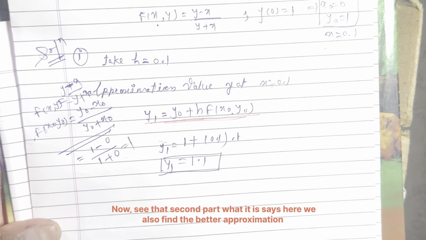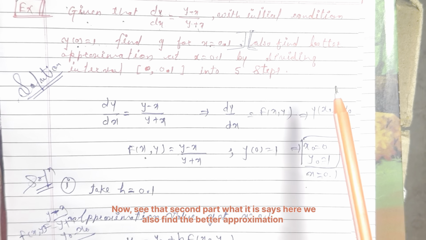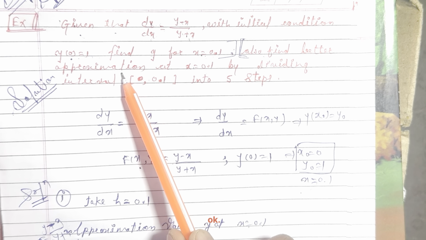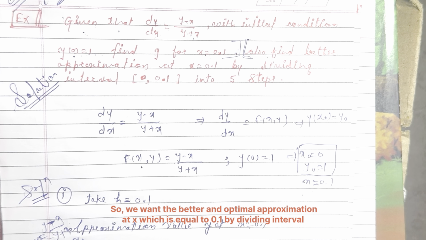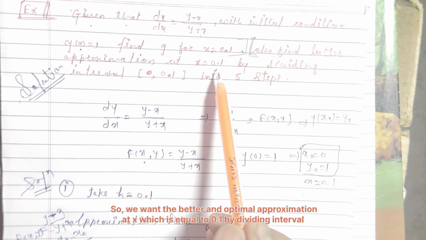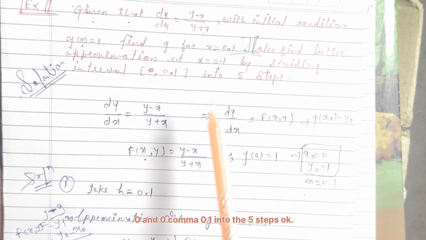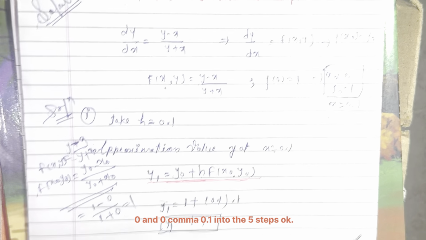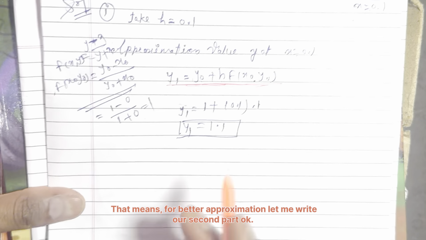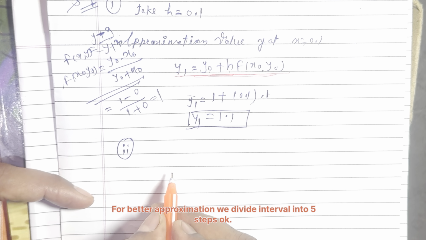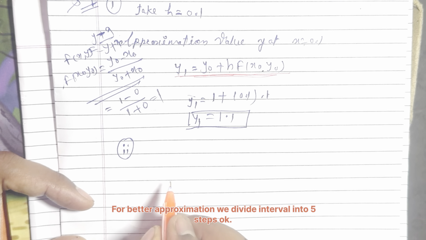Now see the second part, what it says here: we also find the better approximation. We want the better and optimal approximation at x equal to 0.1 by dividing the interval 0 comma 0.1 into 5 steps. That means for better approximation, let me write our second part: for better approximation we divide the interval into 5 steps.